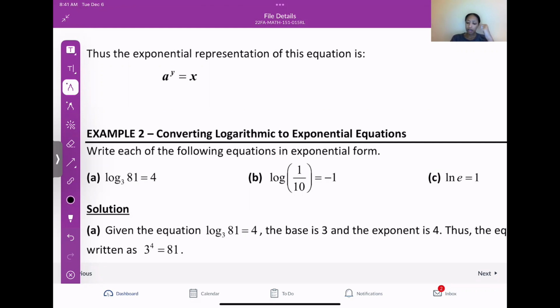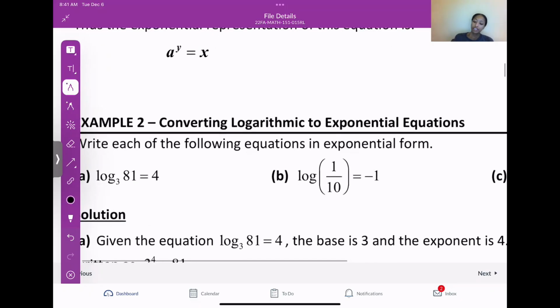For instance, for part A here, log base 3 of 81 equals 4. Our base is 3. Whatever the logarithm equals is our exponent. So this is 3 to the 4th power. And what's 3 to the 4th power? 81. Excuse me. That checks out.